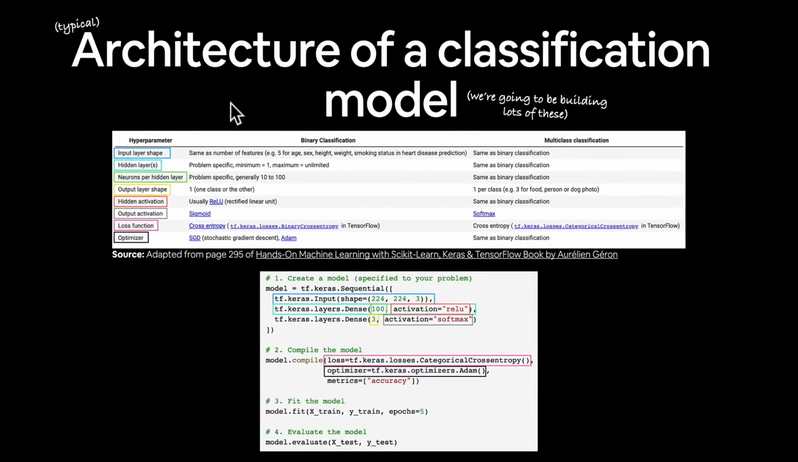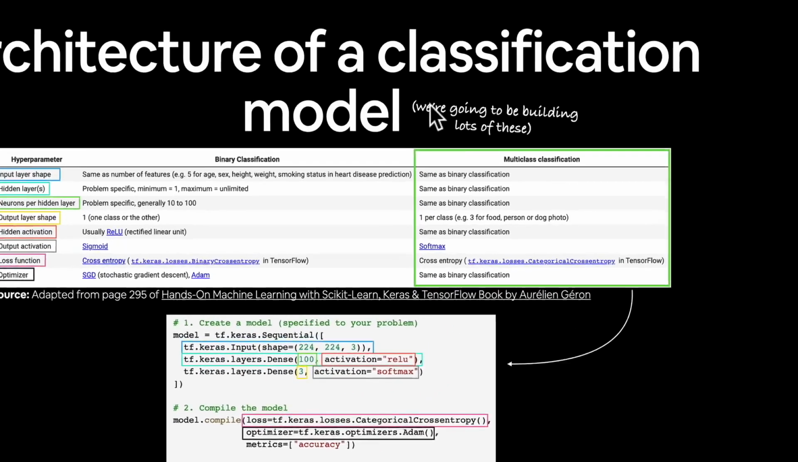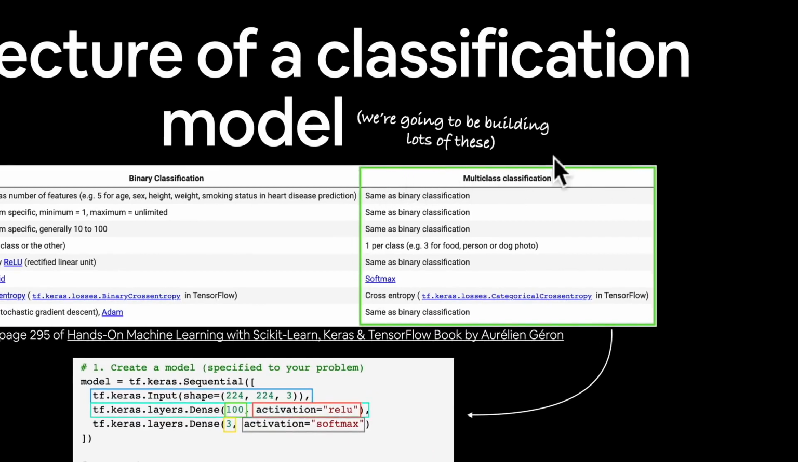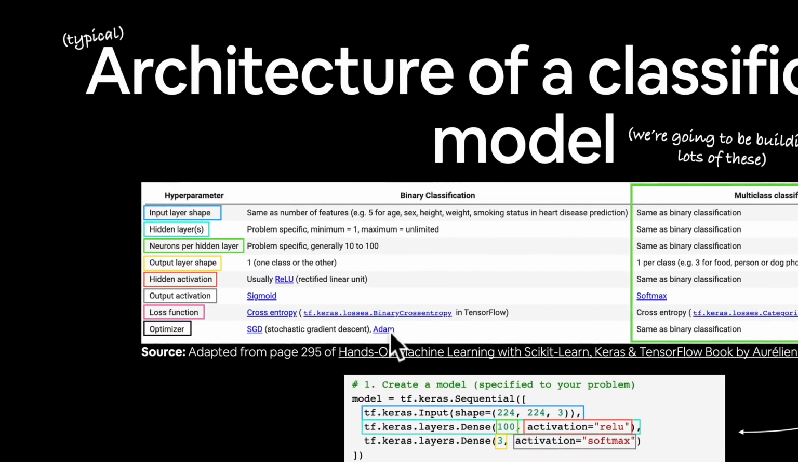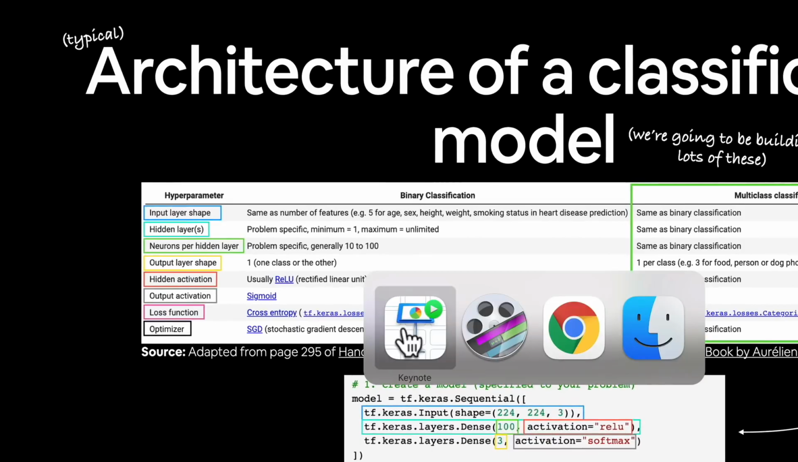All right. So that's a typical architecture of a classification model. Again, a lot of things here that we haven't necessarily covered, but we are going to be getting hands-on building a lot of these. Yeah, we're going to be building lots of these bad boys. And the reason you might be wondering why I said Adam is safe, I want to reveal that.